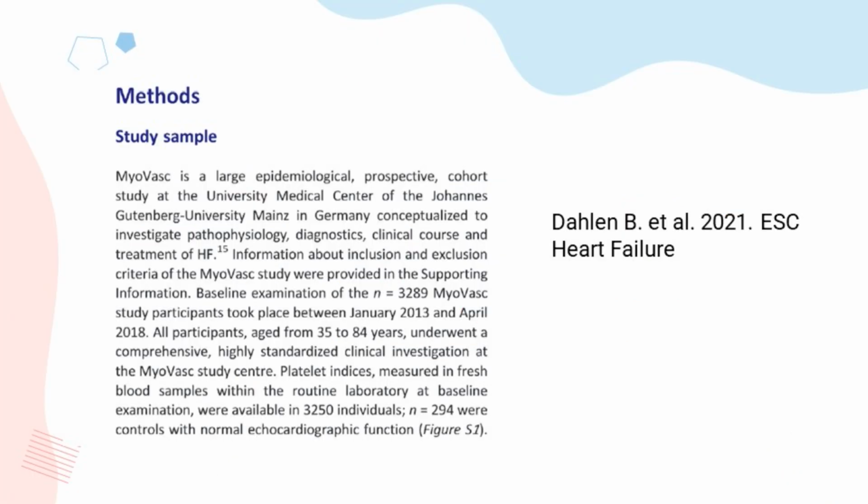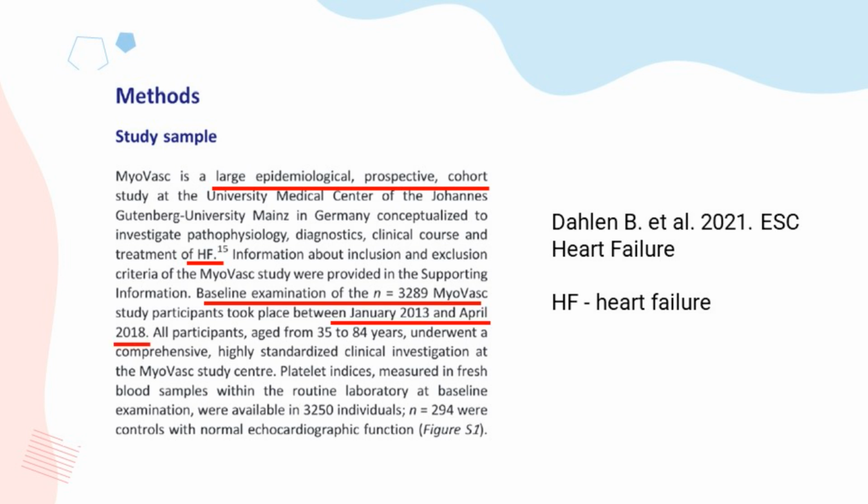Examples. My lab has several cohort studies. My colleagues have the myovasc cohort. Let's look at an example from a recently published article, how the study is described. This is a large epidemiologic prospective cohort study of people with heart failure. There were 3,289 participants recruited at the beginning. The follow-up lasted more than 5 years, and there's also a control group for comparison. That's the whole point. Gather people with some disease and observe them for years.